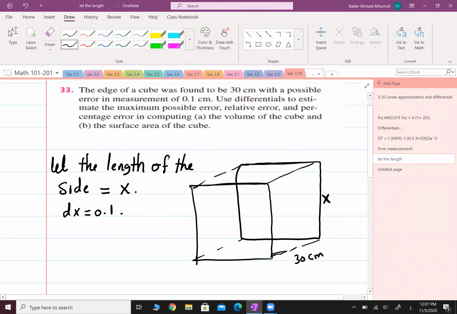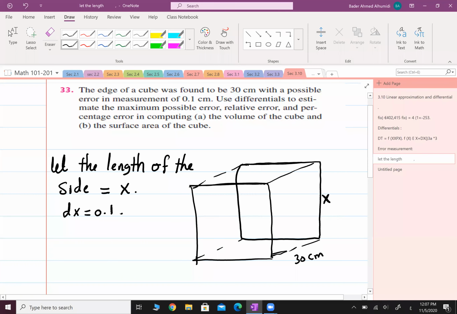He said use differentials to estimate. Why did he say use differentials to estimate? Because if you need the reality, you need to find delta y or delta V or whatever in the volume. But he said, okay, you can use differentials to estimate the maximum error, the relative error, and the percentage error of these two things: the volume of the cube and the surface area of the cube. So use differentials to find the maximum possible error, relative error, and percentage error for these two quantities.